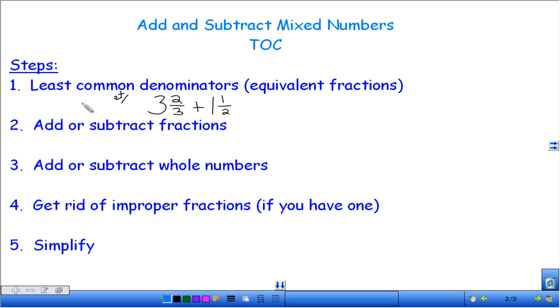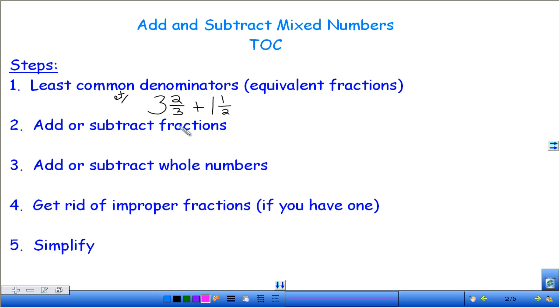Alright, our first step for adding and subtracting mixed numbers. You need to find a least common denominator with the fractional parts. So we have 2/3 and 1/2. Remember, if you don't remember how to find the least common denominator, you do the ladder method, you make your L. So in this case, the least common denominator between 3 and 2 is 6.